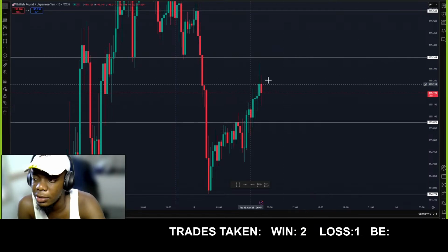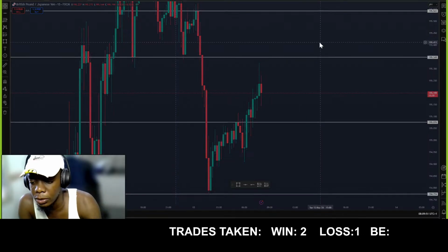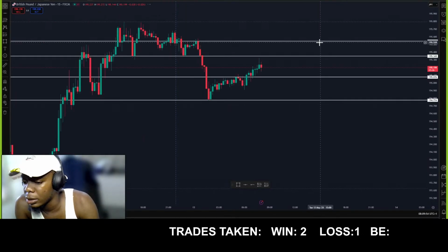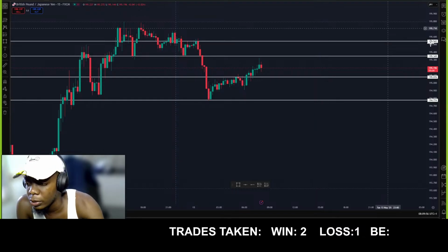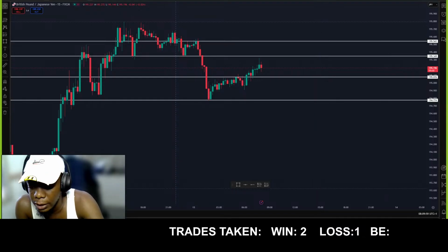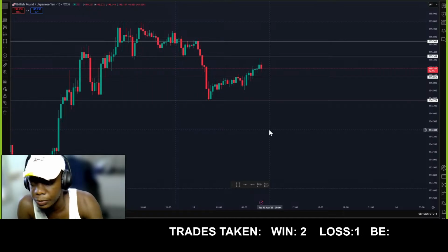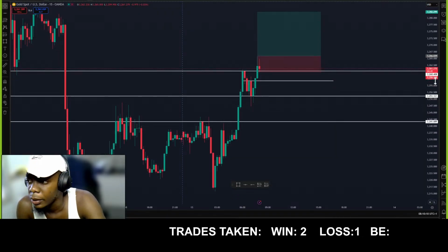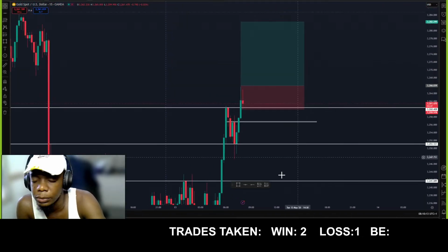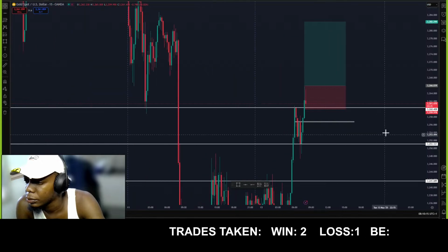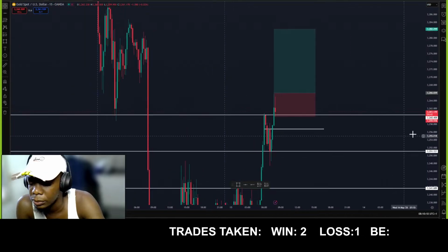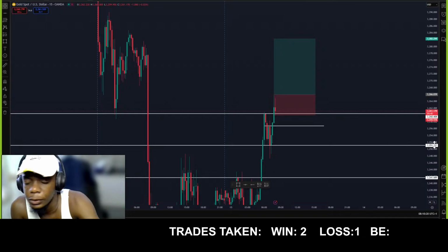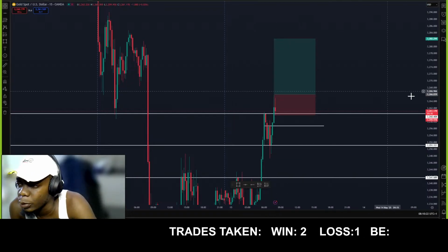So what I'm currently looking for now is gold. But gold looks like it doesn't have enough momentum. So I'll just wait and see if I get the break of structure I need and possible entries. We'll wait and see.